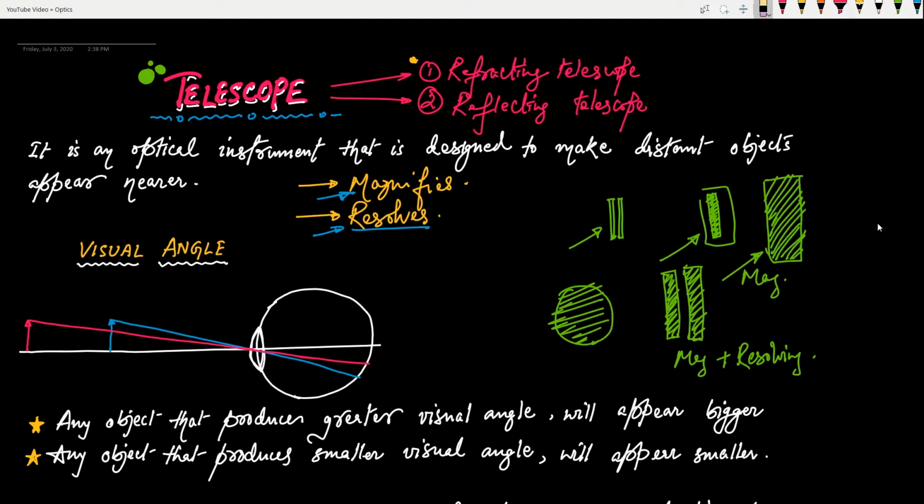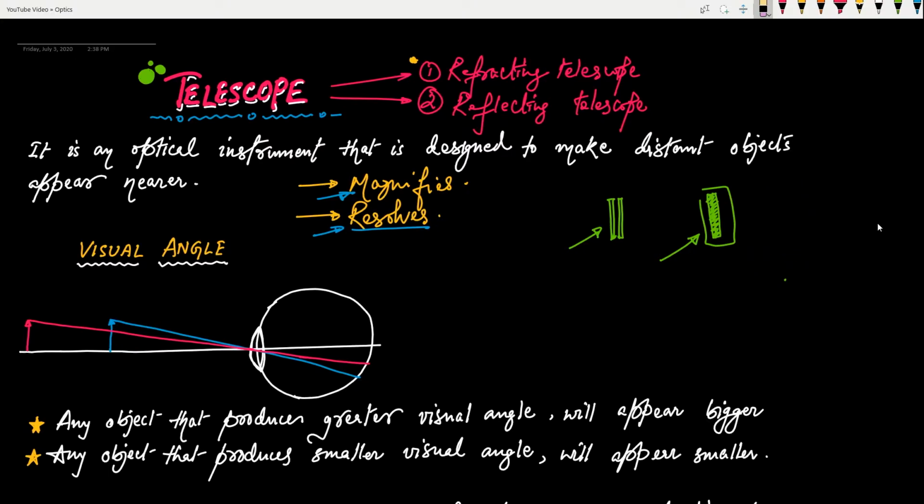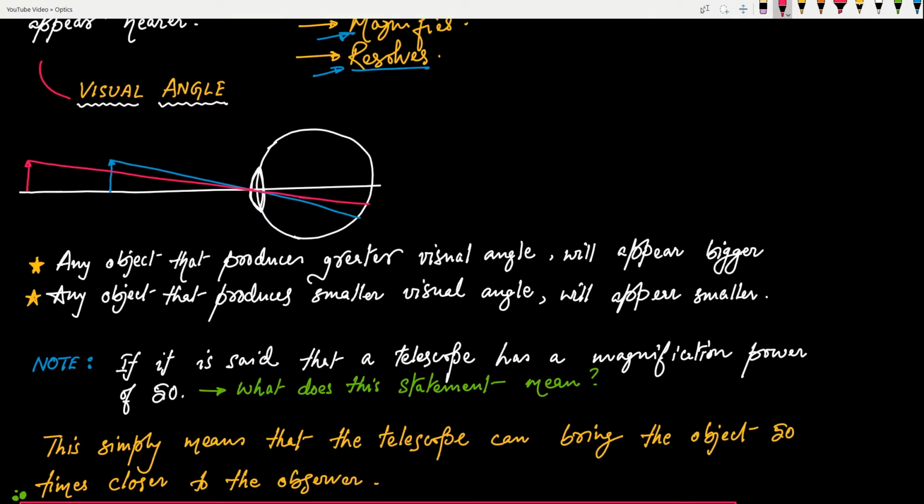Okay, so this thing has been explained in the next chapter in detail and it's quite amazing. Okay, now let's wrap all this up and move on. Now once you have understood that a telescope magnifies and resolves things, let's look into what visual angle does here.